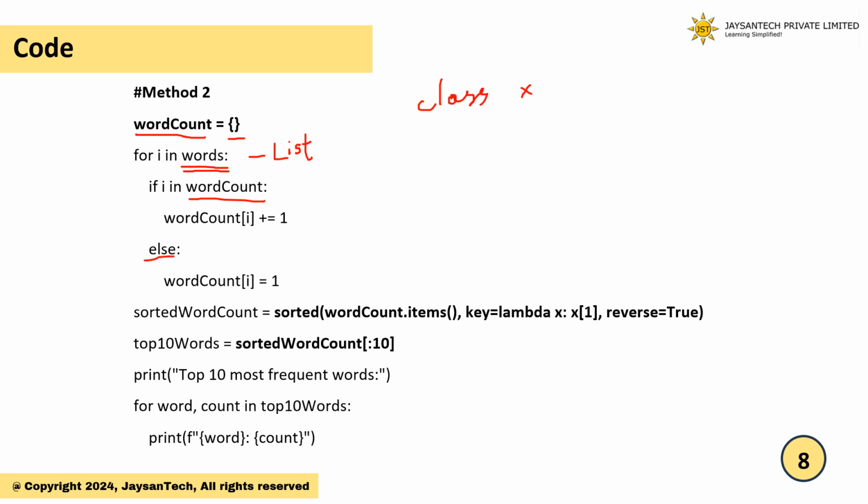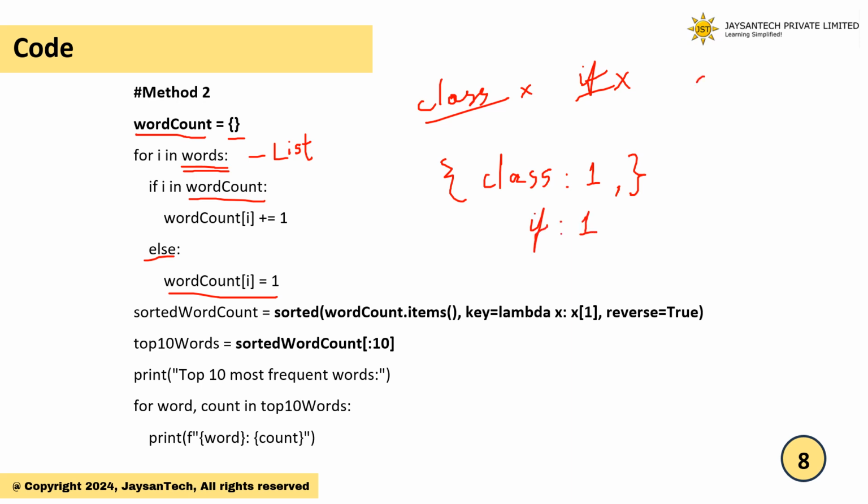The purpose of the else statement is word_count[i] = 1, where i is your word, class. So your dictionary will be currently updated as class colon 1. Then my second word, let me take any random word, is "if". Is "if" available in your word count? This is your word count dictionary. Again, no. Again it will come to the else block, and we add if colon 1.